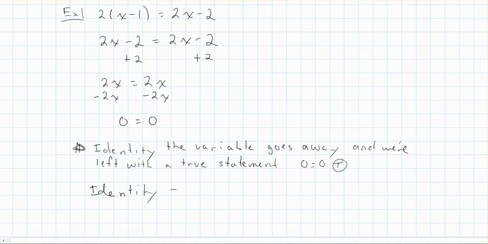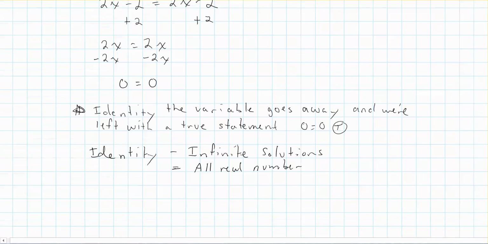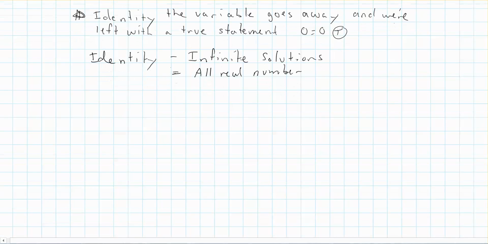So what this means is that my equation is an identity, which means I also have infinite solutions. But really, we want to think about it this way, because we're talking about one variable: the solutions are all real numbers. So you can put any number into this original equation and you'll get that both sides equal each other. Okay, so let's look at another example.